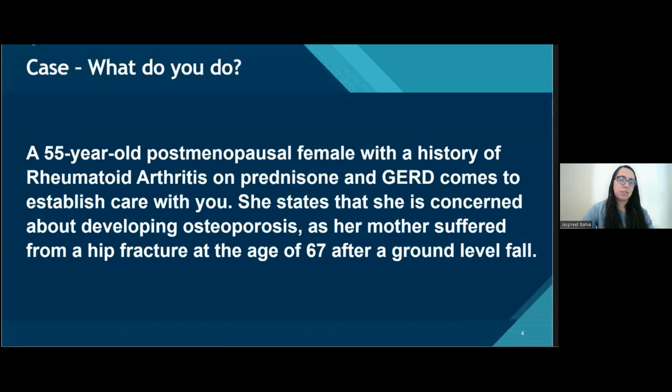So you have a 55-year-old postmenopausal female. She has a history of rheumatoid arthritis. She's on prednisone, and she also has a history of GERD. She comes to establish care with you, and she states she's concerned about developing osteoporosis as her mother suffered from a hip fracture at the age of 67 after a ground level fall. So the question is, what do you do in this situation?